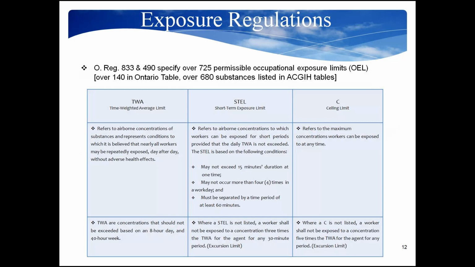So the exposure regulations, OREG 833 and 490, specify over 725 different exposure limits. There's 140 in that green booklet, or about 140. It changes from time to time. There's always new ones added, or sometimes there's some taken away. And then there's about 680 in the ACGIH tables. And what we'll find there is TWA, which is the time-weighted average, the STEL, and the ceiling, which we take into consideration if these limits exist for a particular compound. So they're all very important.